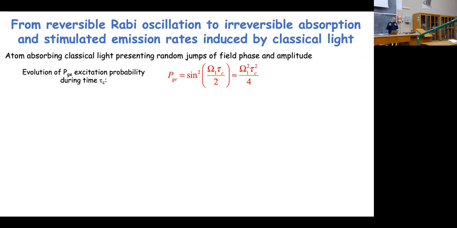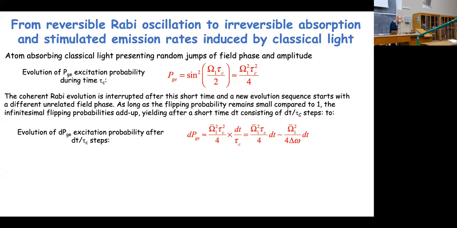So during time tau c, what do I have? I have a Rabi oscillation. And since this time is short compared to 1 over omega 1, I can expand the sine square and I get this probability proportional to tau c squared. So the Rabi oscillation during a short time gives a probability of going from one state to the other proportional to tau c squared.